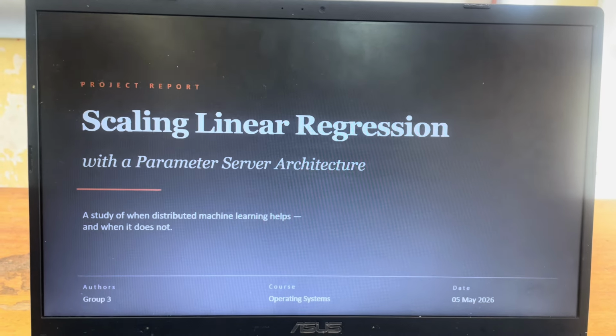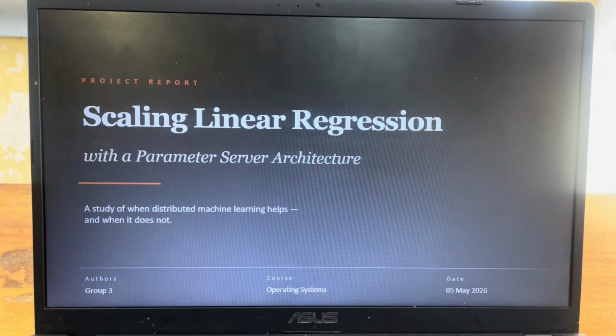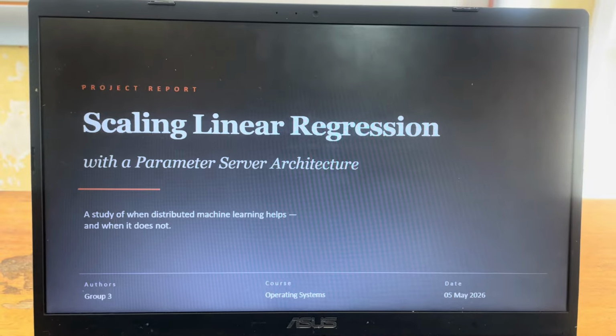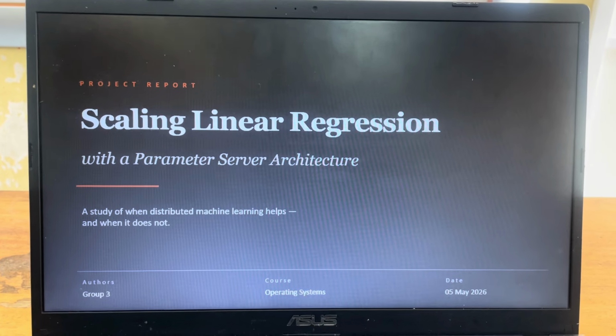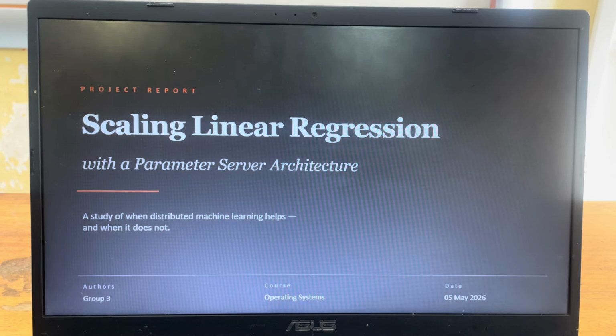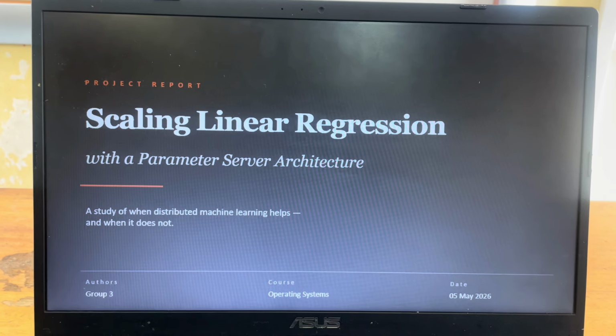Welcome to our distributed machine learning project. We'll be scaling linear regression with the parameter server architecture. So the study is a study of when distributed machine learning helps and when it does not help.